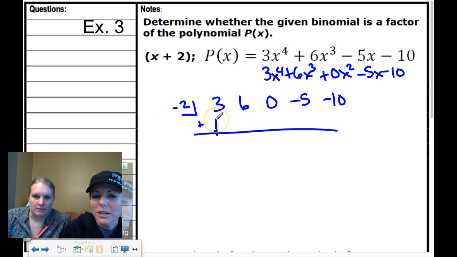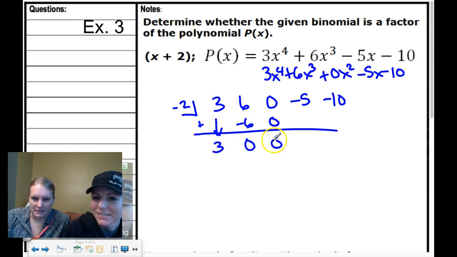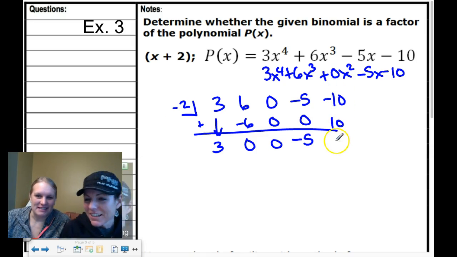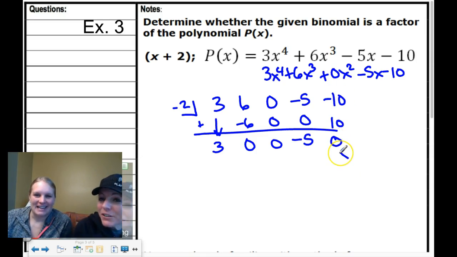Bring down the 3. Multiply: 3 times -2 is -6. Add. 0. Multiply. 0. Add. 0. Multiply. 0. Add. -5. Good. I was trying to trick Miss Boyd to see if she'd say 0. Ooh, -10 plus 10 is 0. The remainder is? Yes, it is a factor.